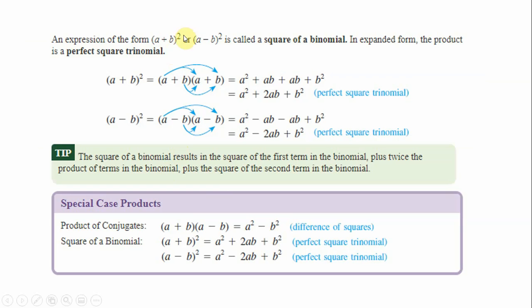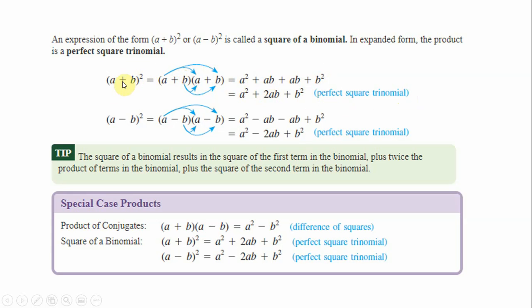So an expression of the form a plus b squared or a minus b squared is called a square of a binomial. In expanded form, the product is a perfect square trinomial. So a plus b squared, really all I'm doing is saying a plus b times a plus b and then multiplying, distribute. A times a is my a squared, ab, ba, which is ab, the same thing, and then b squared. So now I can combine these two terms as 2ab, and this is called a perfect square trinomial. 3 terms, and it's based on a perfect square.